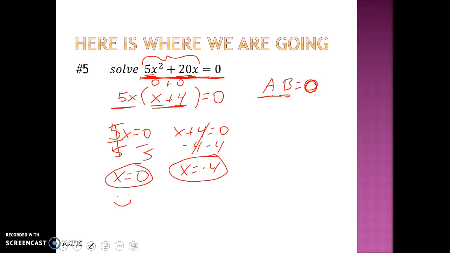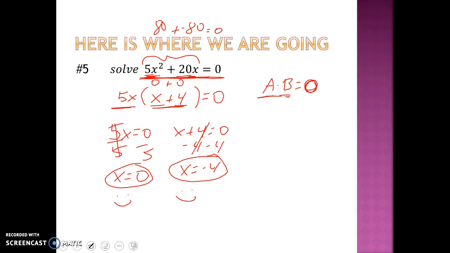When I plug negative 4 in, well, negative 4 squared is positive 16. Positive 16 times 5 is 80. Then I'm going to add 20 times negative 4. Well, 20 times negative 4 is negative 80. So a positive 80 plus a negative 80 does indeed give me 0. And so this also makes the equation true. And so I have two solutions here.